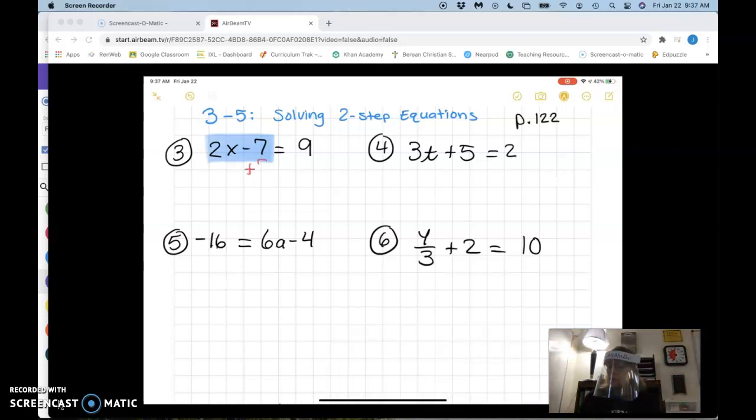Whatever I do to one side, I do to the other. So now I'm going to bring down 2x because I have 2x there that I have to keep because I didn't do anything with that 2 yet. And 9 plus 7 is what? 16.